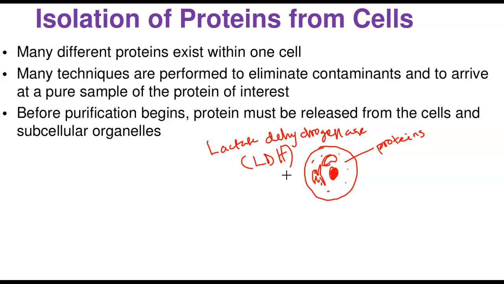So before purification begins, protein must be released from the cells. That's what you need to do. Some of these proteins are intimately associated with other parts of the cells, with the organelles. The organelles are those smaller other parts of the cells. They are either localized in one subcellular organelle or the other. A very good example is that the lactate dehydrogenase can be found in the muscle cell. Of course, if you want to get an enzyme such as pyruvate dehydrogenase, it is found in the mitochondria.